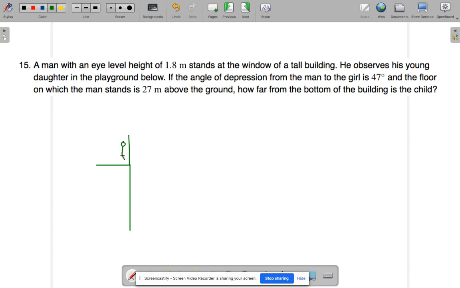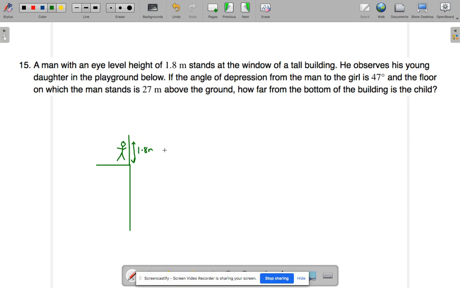So, like so. And his eye height of 1.8 metres. Okay. So, there's going to be a distance there from where he's standing to the top of his eye line of 1.8 metres. There.